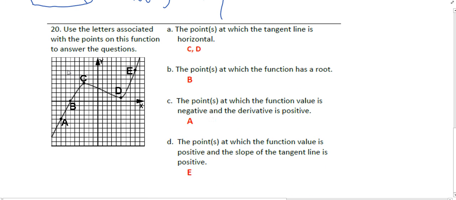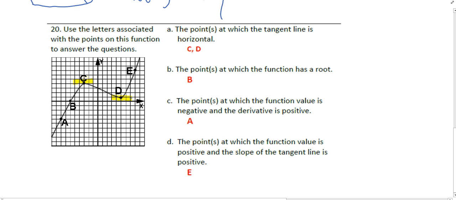Okay, number 20, the last problem in this review. It says use the letters associated with the points on the function to answer the questions, and I already have the answers up here. Now let's just kind of review them a little bit. It says the points at which the tangent line is horizontal, so that's kind of where I like to start anyways. And I would identify that we have a horizontal tangent, and that turns out to be a local maximum there.